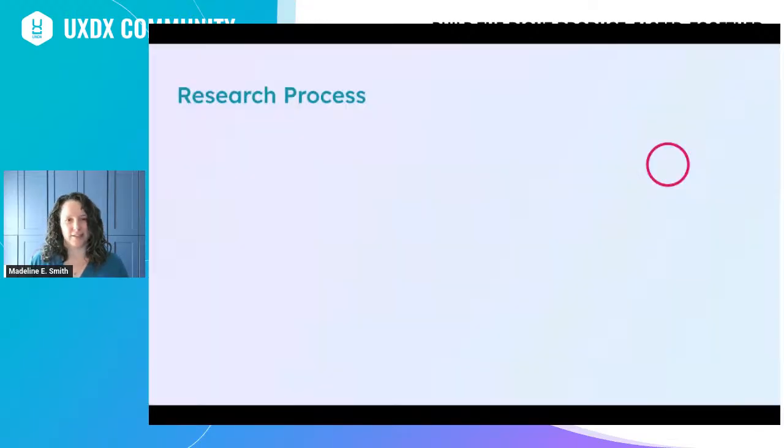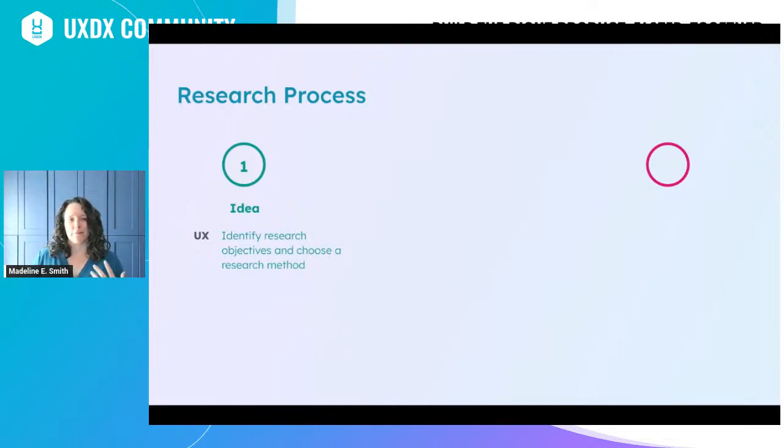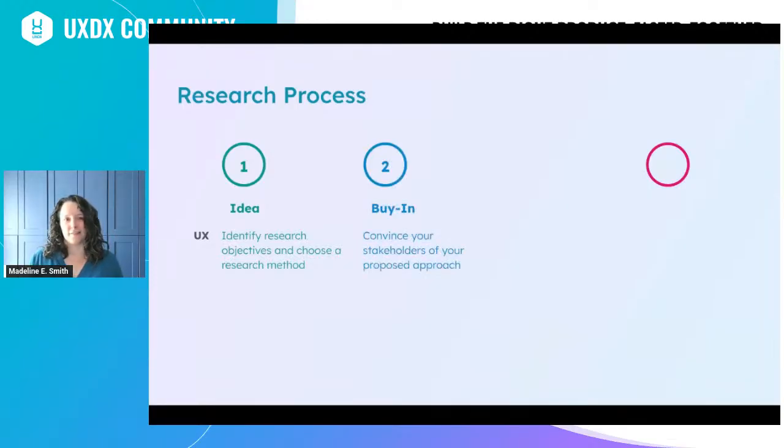So the first part in UX research is having some sort of idea. You're going to be identifying your research objective, choosing a research method, and getting ready to do your study. The next step in our UX world is that we are doing some buy-in. We need to convince our stakeholders of our proposed approach. This might be a quick meeting with them. This might be a PowerPoint deck you put together or a Word doc you write. It might just be a quick Slack message saying, hey, here's what I'm planning.